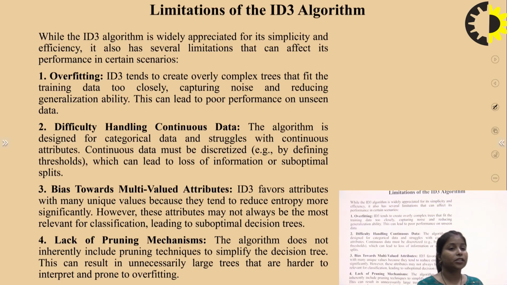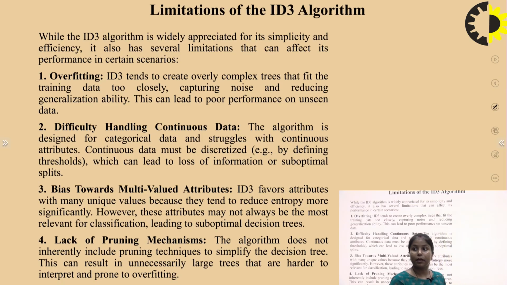Some of the limitations of the ID3 algorithm are overfitting, difficulty handling continuous data, bias toward multi-valued attributes, and lack of a pruning mechanism. In overfitting, the ID3 algorithm tends to create overly complex trees that fit the training data too closely, capturing noise and reducing generalizability. This can lead to poor performance on unseen data. Then difficulty handling continuous data: the algorithm is designed for categorical data and struggles with continuous attributes because continuous data must be discretized with a threshold value, which can lead to loss of information or suboptimal splits.